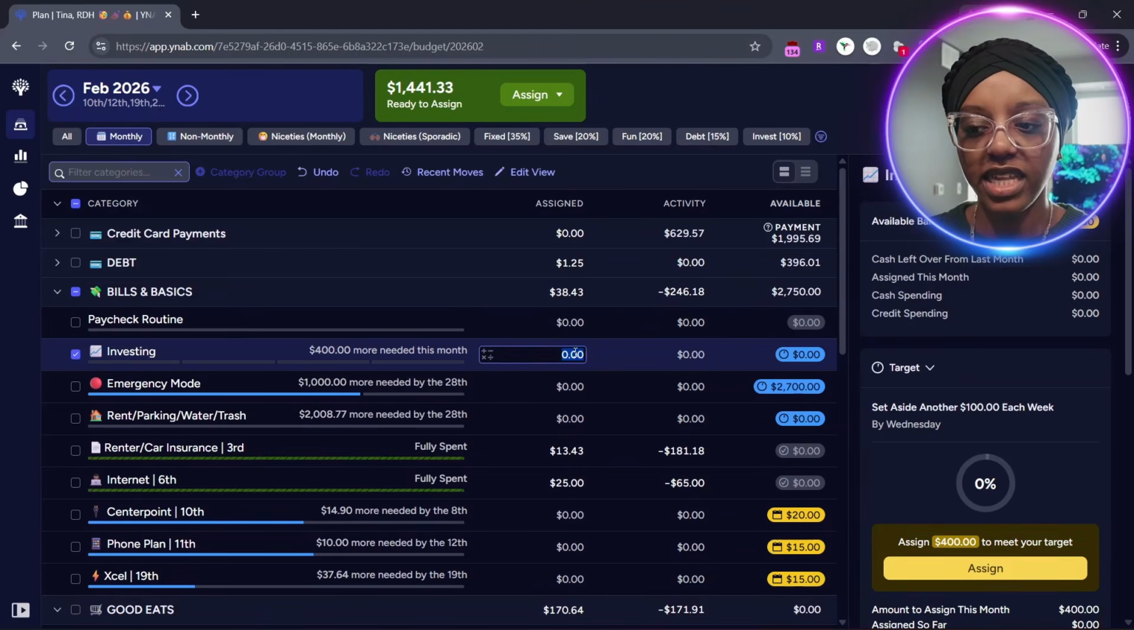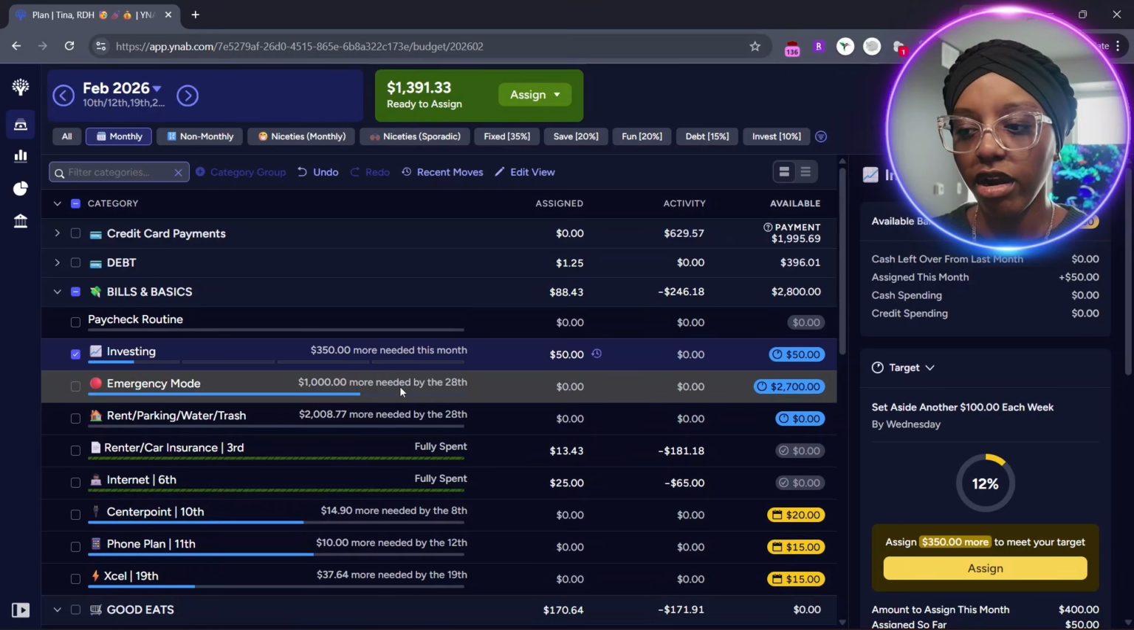Now, going on to investing, like I was saying, the $50 did go to my Roth from Quickly. However, I need $50 more from my Tiro paycheck. So there we go there.